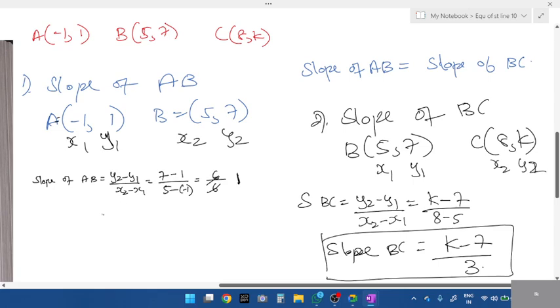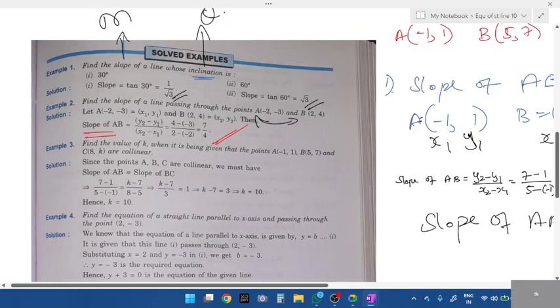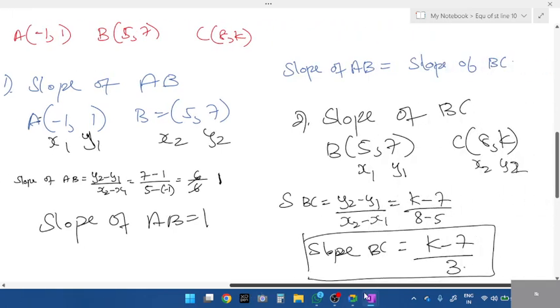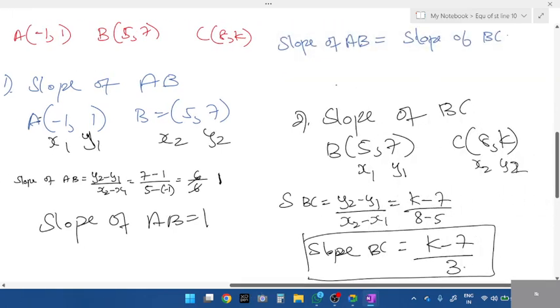So what is the slope of BC? These two. What is the slope of AB? 1. What do we need to find here? What have they asked us to find? Respond, all of you. We need to find the value of K. If you want to find the value of K, we need to use this formula. Look at this. The slope of AB is 1, equal to the slope of BC, which is K minus 7 divided by 3.